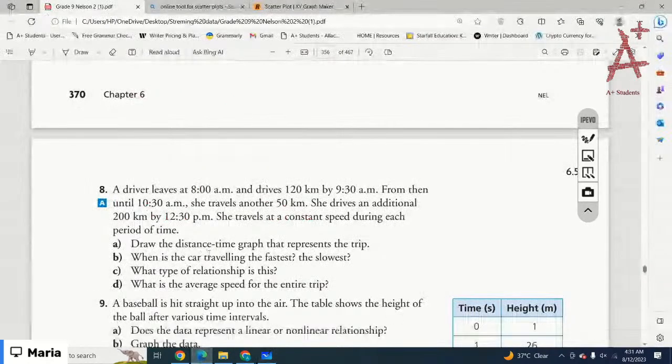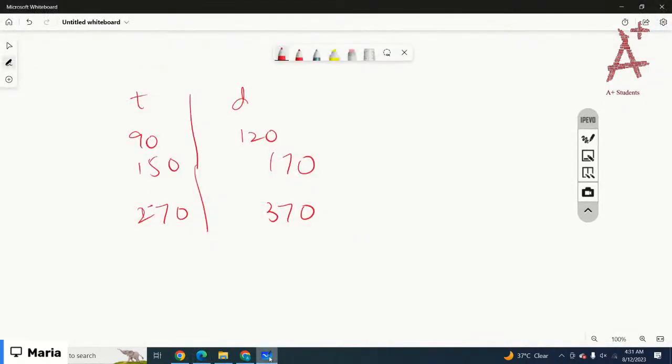Okay, you have to draw a graph for A. B is, when is the car traveling the fastest and the slowest? That means in the third interval, the car covered 200 kilometers, right? That means that is the fastest one. And from 120, just 50 kilometers, that is the slowest one, right?